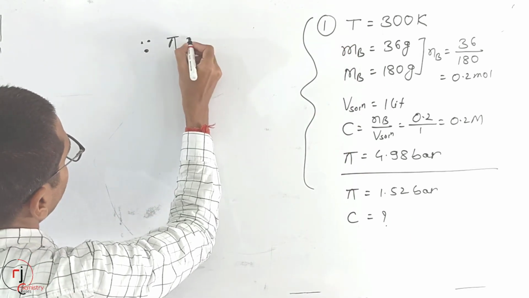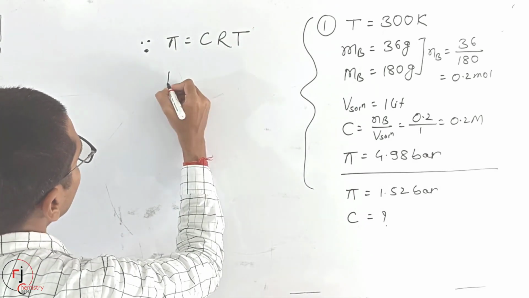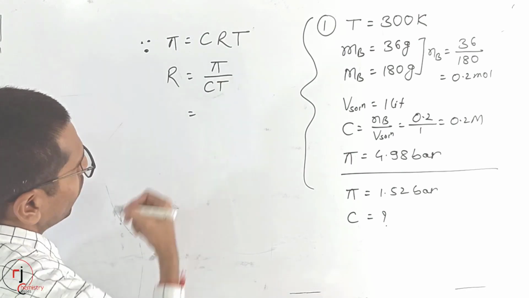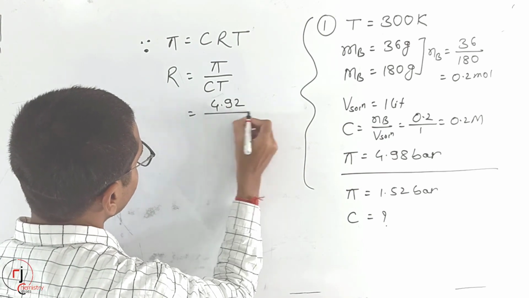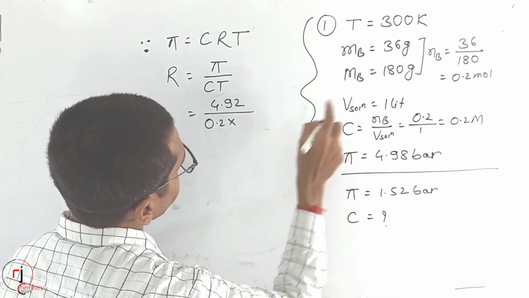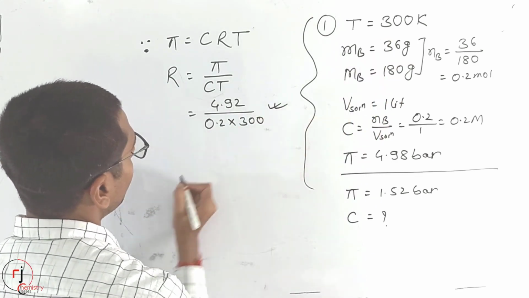Okay, from this data we can calculate the value of R. We know that pi is equal to CRT, so what will be the value of R? It will be equal to pi divided by CT. What will be the value of pi given in the question in the first case? That is 4.98 divided by C, which is 0.2, and the temperature given in this question is 300. This is the value of R.